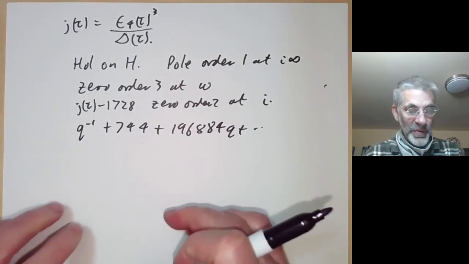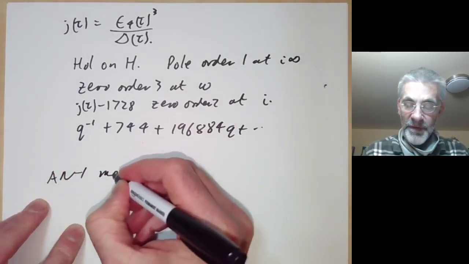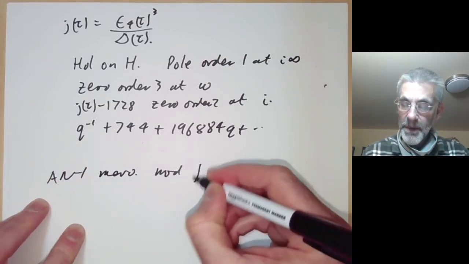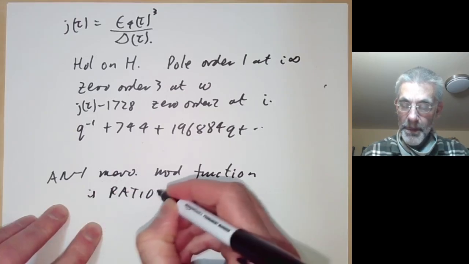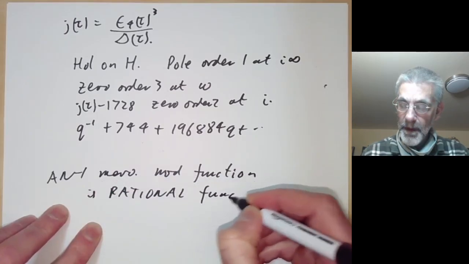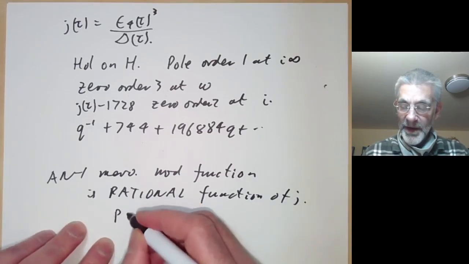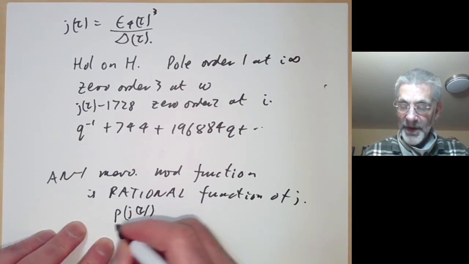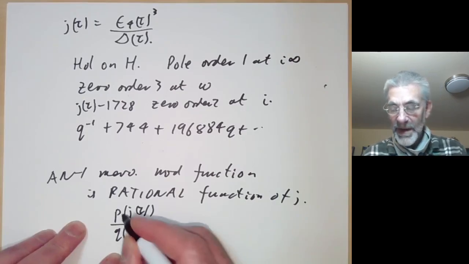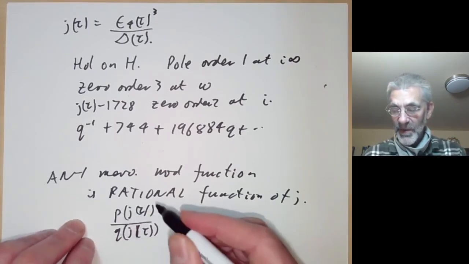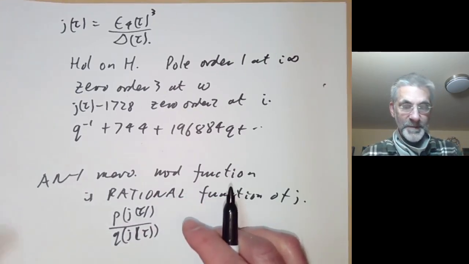So what we want to prove now is the following result. Any meromorphic modular function is a rational function of j. In other words, it's of the form p of j of tau divided by q of j of tau, where p and q are just polynomials with complex coefficients.